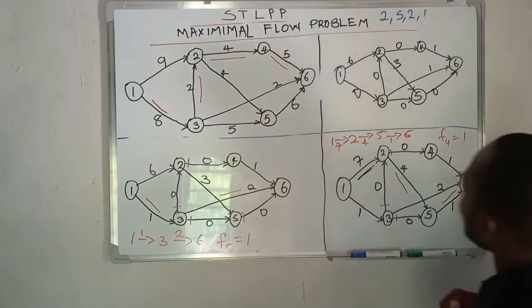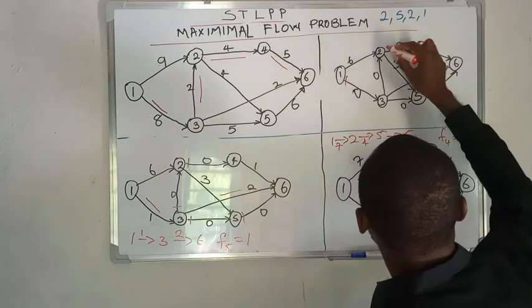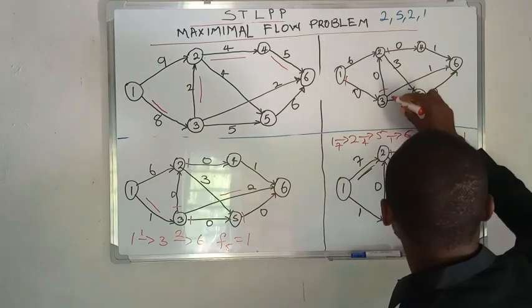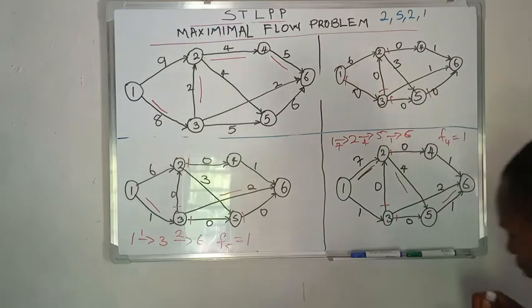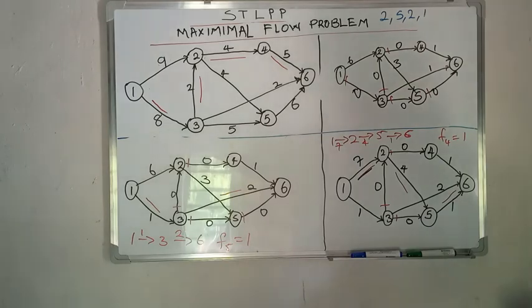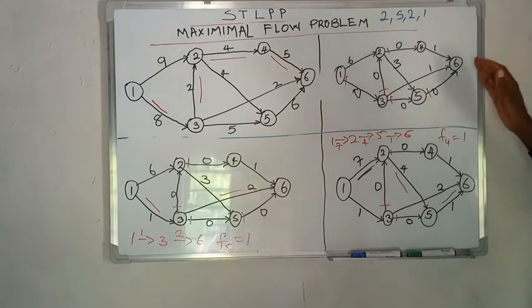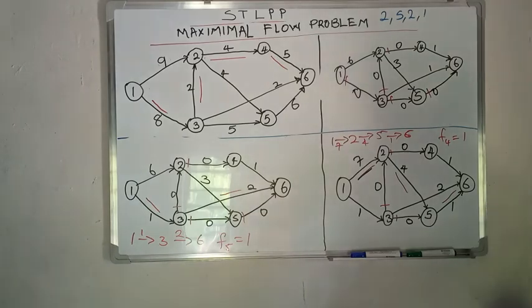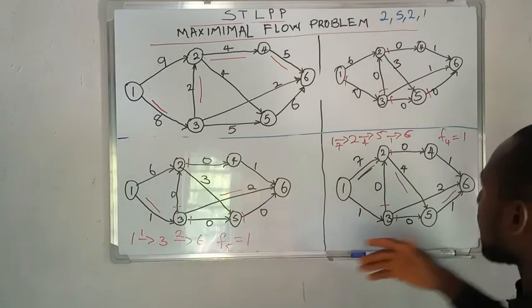So we remove this part here, here, here, and here. And so we find out that there is no other path that can lead us from the source node down to the sink node. And so we add up the flows that we have.